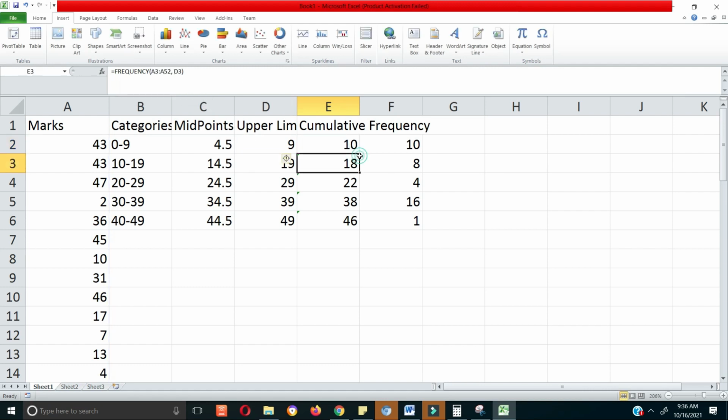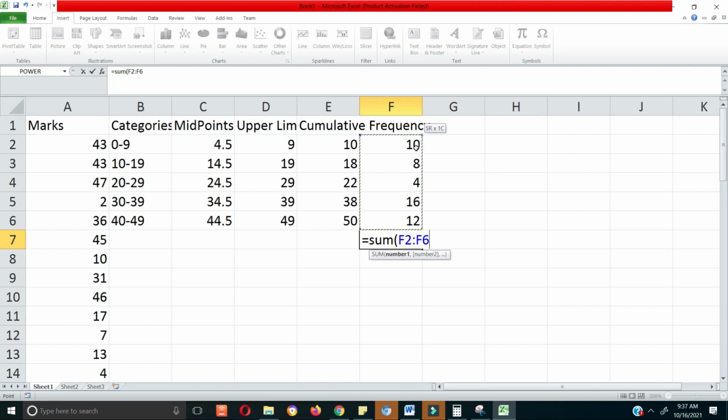So let's do that again. We have the cumulative frequency of 10, 18, 22. Minus 8 is 4, 38 minus 22 is 16, 50 minus 38 is 12. The sum should be 50 if you've done this correctly. So there we go. Those are our frequencies.